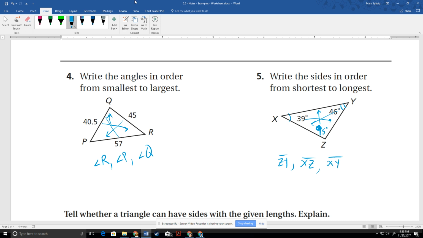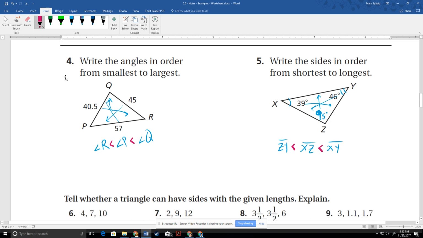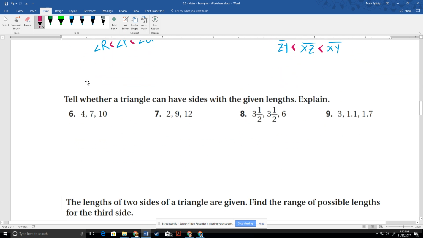And honestly, the better way to put these would probably be, instead of having commas, to use symbols. So I'm just going to say that this is less than that, which is less than that. All right, so it's in order from smallest to largest there.